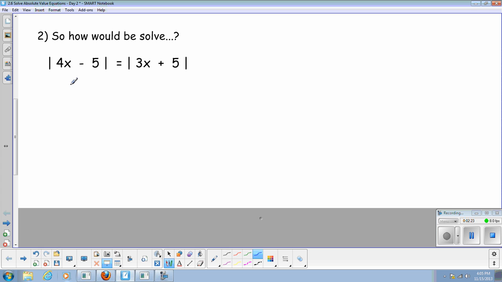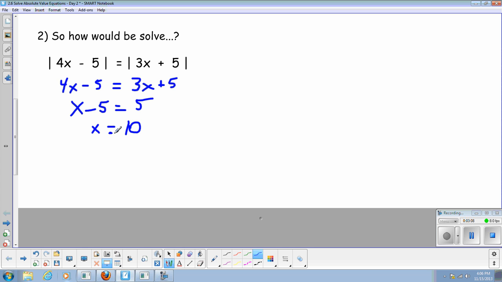Two situations. The inside would be the same. So I say 4x minus 5 has to be the same as 3x plus 5. First situation. We have a second one to solve, and we'll deal with that in a minute. So the first situation is the two would be the same value on the inside. So I will solve my equation. I'm going to do 4x minus 3x. That gives me x minus 5. And I have 5 left on the right side. Add 5 to both sides, and I say x equals 10.